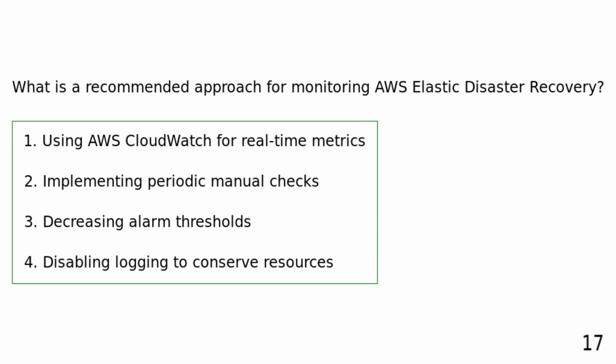What is a recommended approach for monitoring AWS Elastic Disaster Recovery? Using AWS CloudWatch for real-time metrics. Implementing periodic manual checks. Decreasing alarm thresholds. Disabling logging to conserve resources.